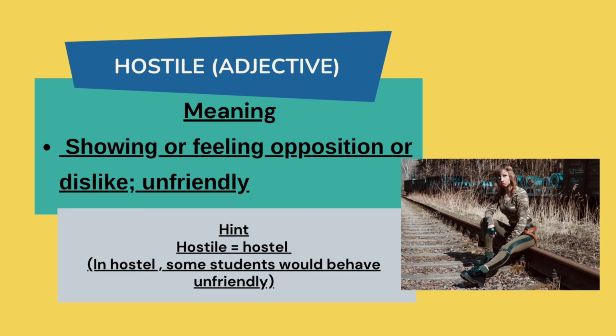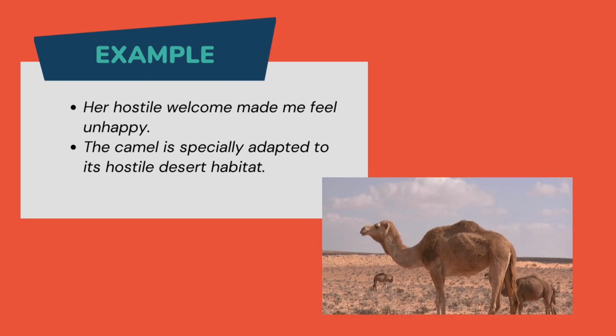The examples are: her hostile welcome made me feel unhappy due to her antagonistic or aggressive or unfriendly way of welcoming, I felt unhappy. The next example is: the camel is specially adapted to its hostile desert habitat. As you all know, the desert environment is very harsh, very aggressive. So the camels have the capacity or the ability to cope with that harsh environment.